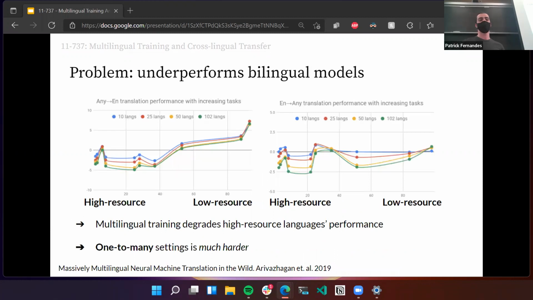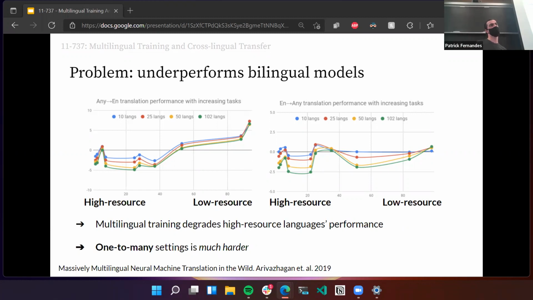Cool. So the other, and I think that's the larger problem, is that at least in MT, the case that we're analyzing, sometimes these multilingual models still underperform bilingual models. What I'm showing here, on both graphs, is the difference with the baseline, which is the horizontal line, the bilingual baseline. From the left, high resource, to the right, low resource, and with different numbers of languages in the model. What you can see is that, even though for the low resource languages you gain performance, generally for high resource languages you'll lose performance.